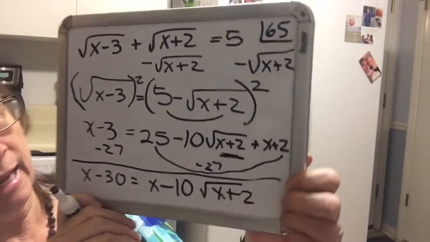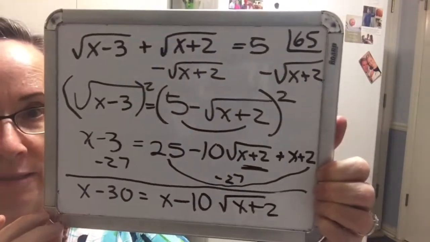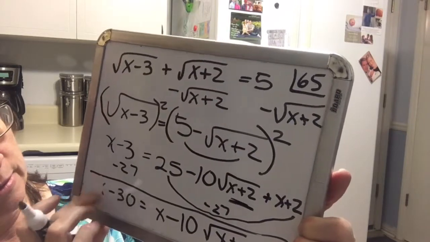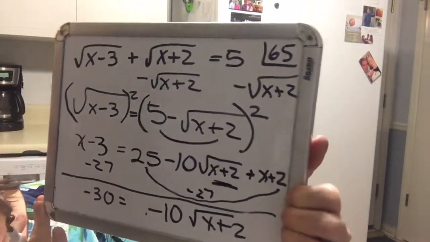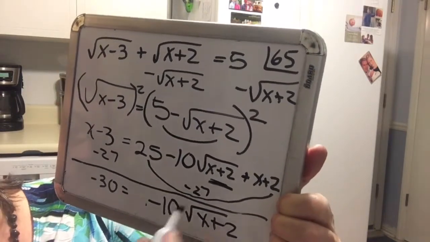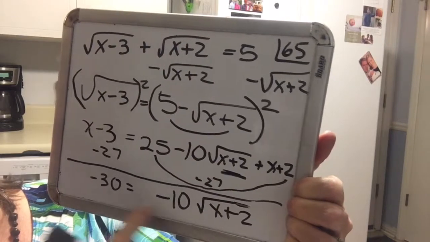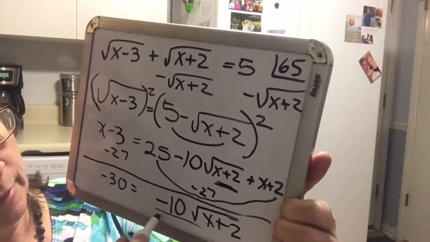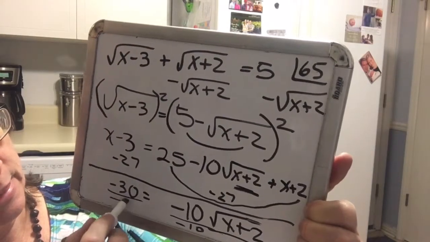But since I have an x and an x, can't I just take those two x's away? All right, so we're going to do that. We're going to take the two x's away. There it goes. We took away the two x's, just canceled them out. And so now I have this radical. And can I just divide both sides by a negative 10? So I'm going to divide this by a negative 10 all the way across. I'm going to divide this by a negative 10.